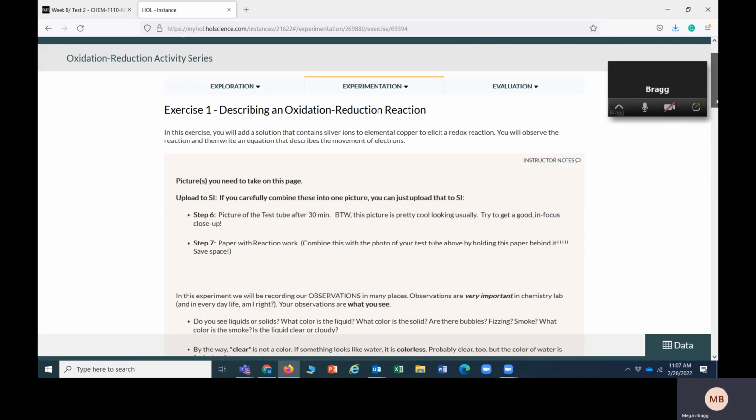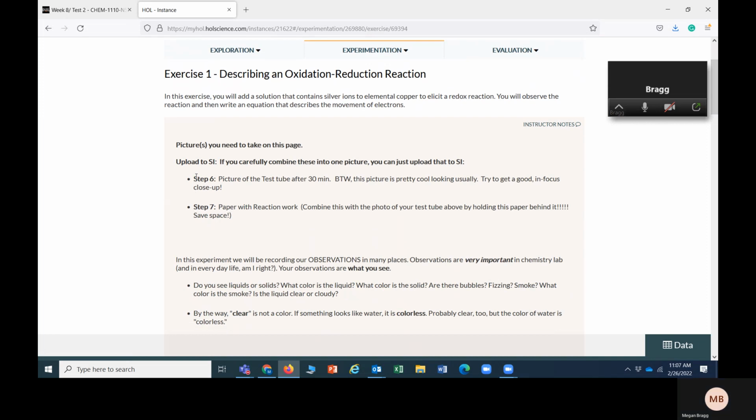Notice there are notes at the top about your pictures. A picture of your test tube after 30 minutes. This is pretty cool looking picture. I really do recommend it. And then step 7, your paper with your reaction work written on it.